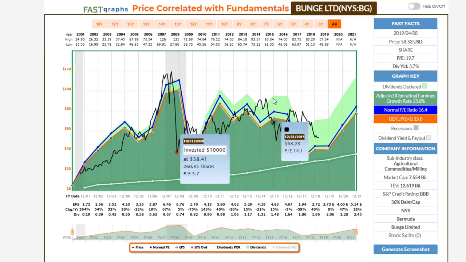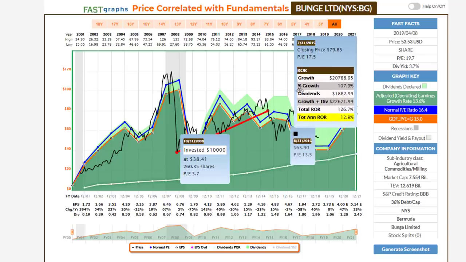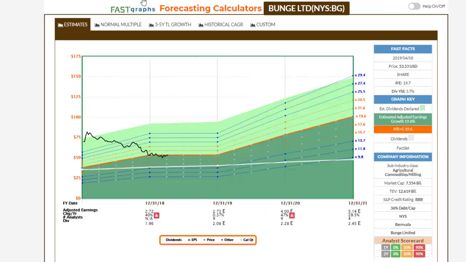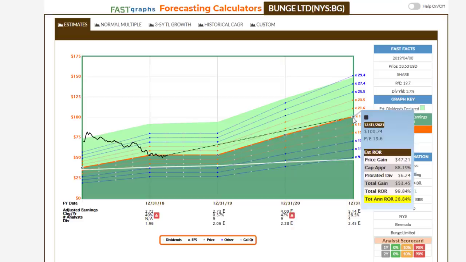So if you'd have bought it here and held it for the next 3 or 4 years, and I didn't hit the top there, you'd have averaged better than 13% a year. And then more recently, the earnings fell down and the price fell with it. Now the forecast is for the earnings to grow again starting in 2019. Now, if the stock hit these earnings estimates and it did that, the rates of return would be exceptional, 28% annualized over the next 3 years or so.